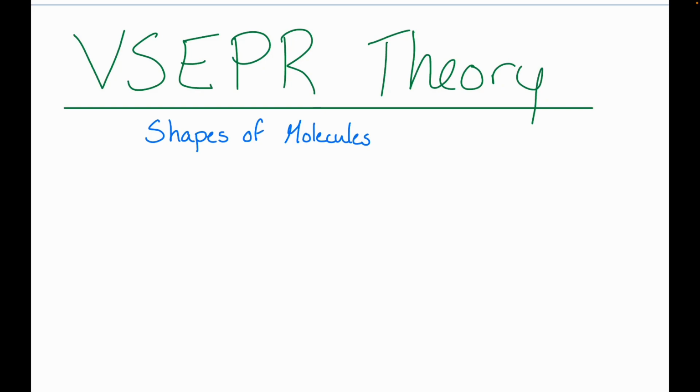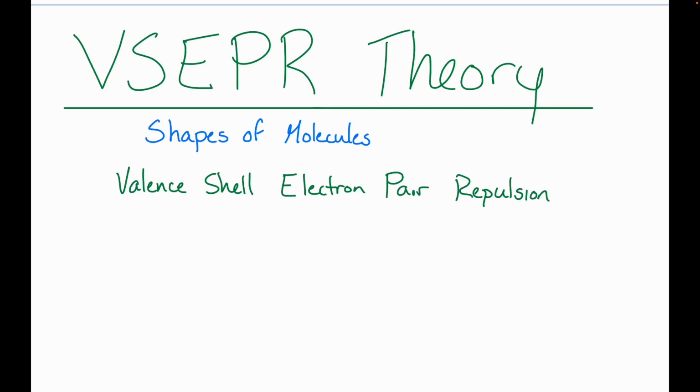All right, and this theory, VSEPR, stands for valence shell electron pair repulsion. Really the key word here is this repulsion idea. This is going to be the underlying theory behind the shapes of these covalent molecules.